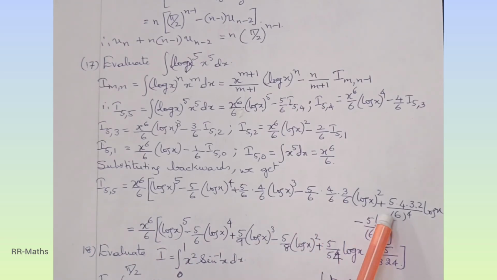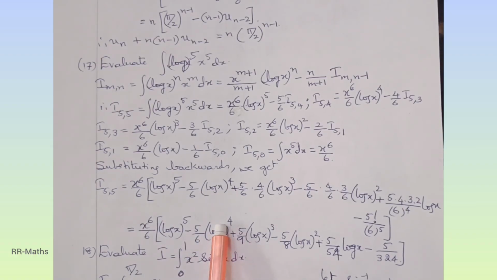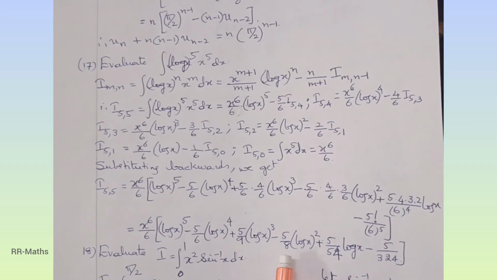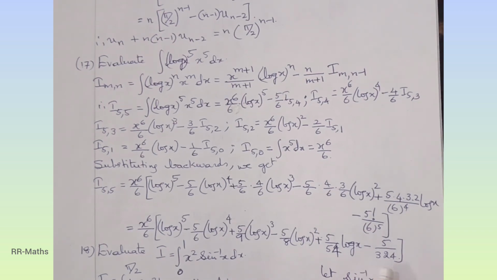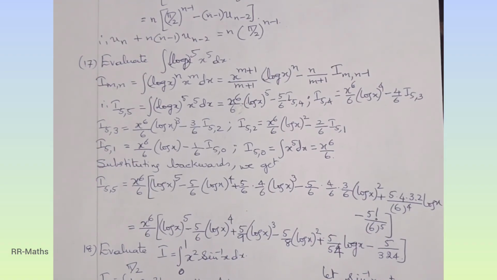So you can simplify, you can cancel terms. That gives you x^6/6 into bracket, you have (log x)^5 minus 5/6 (log x)^4 plus 5/9 (log x)^3 minus 5/18 (log x)^2 plus 5/54 log x minus 5/324. This is your final answer. Let's see the next type of problem.